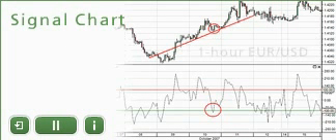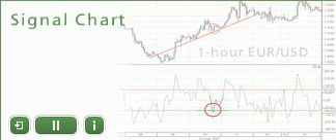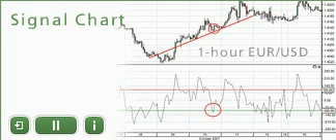Lastly, you look at the timing chart to identify an appropriate time to buy the Euro-US dollar. You can see on the 1-hour Euro-US dollar chart that the currency pair is in an uptrend at the time the trading signal was given on the signal chart. You can also see that the CCI on the 1-hour chart had just given a buy signal at approximately the same time the CCI on the signal chart had generated its signal.